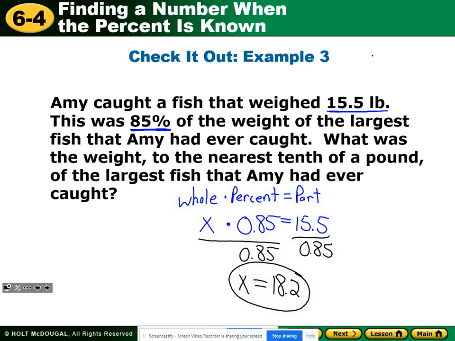Now, does it make sense that this other fish is going to be a little bit bigger than that one? This is 85% of it, so the 100% is going to be bigger than that, so that makes pretty good sense.